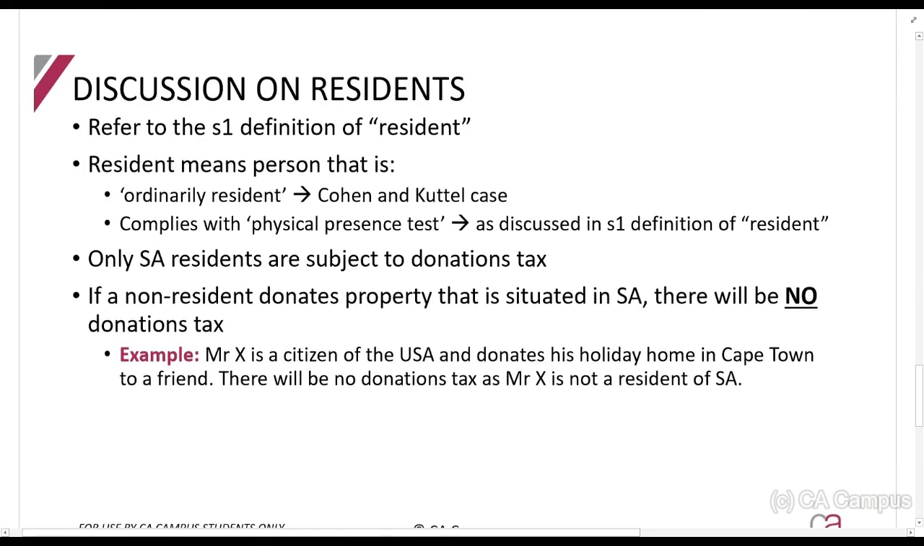Right, residents, guys, you must be a resident of South Africa. This does not apply to non-residents. Right, so important. If a non-resident donates property that is situated in South Africa, there might be income tax implications, but we're not talking about that now. We're talking about donations tax. There will be no donations tax implications.